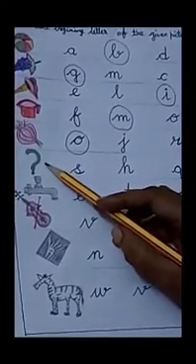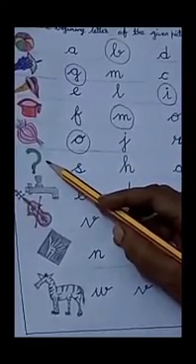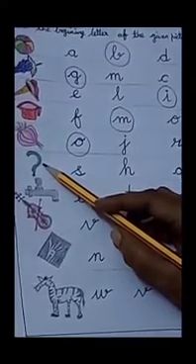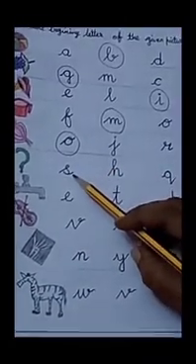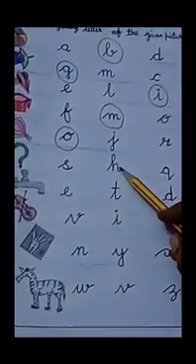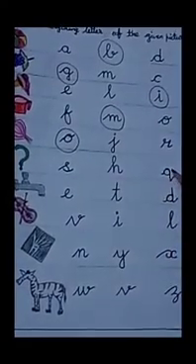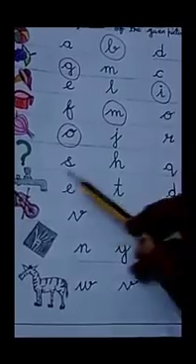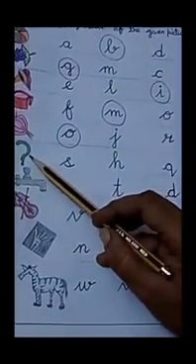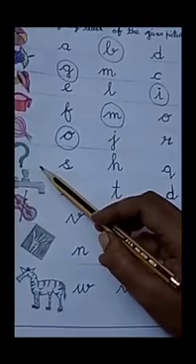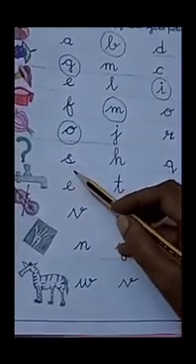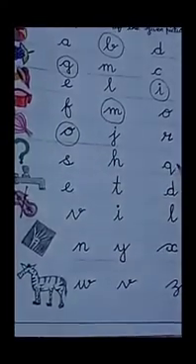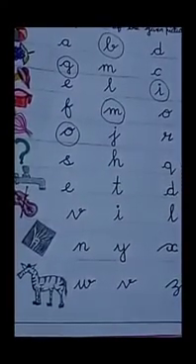What is this picture? It is a question mark. What are these letters? S, H and Q. What is the beginning letter of the question mark? Do you know? Yes, Q. So we will circle the letter Q.